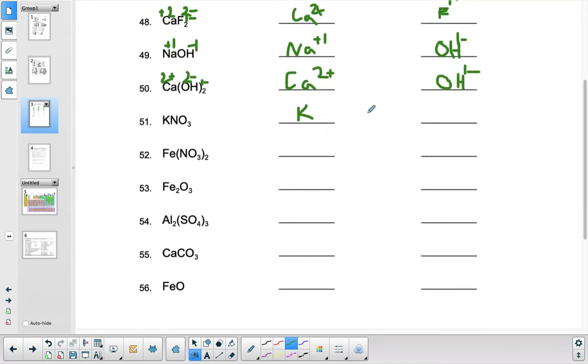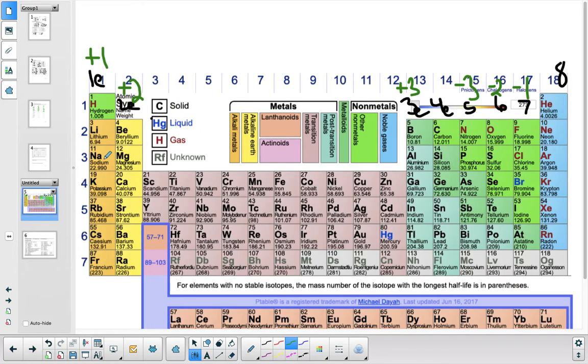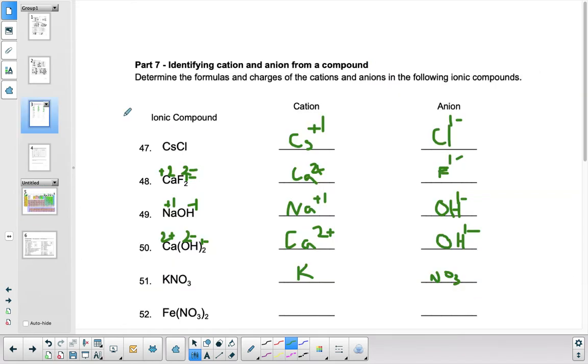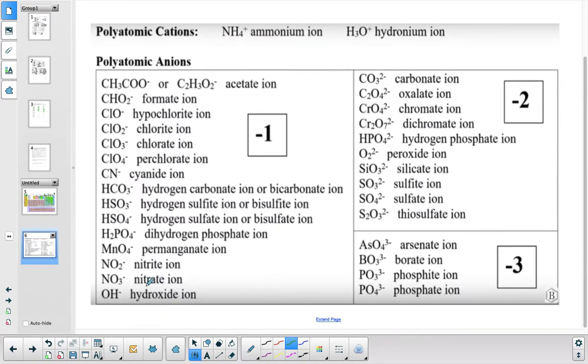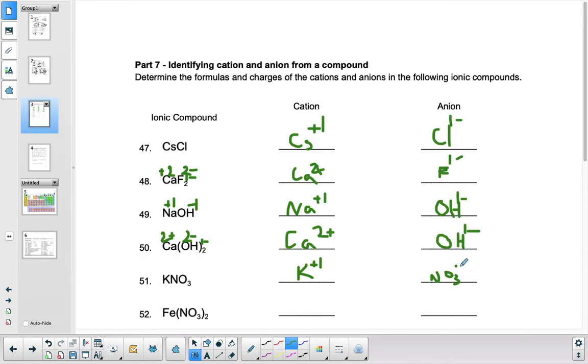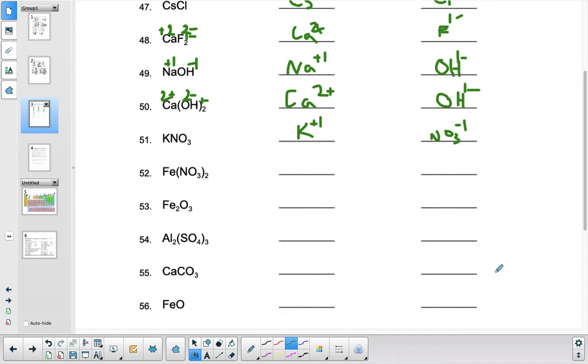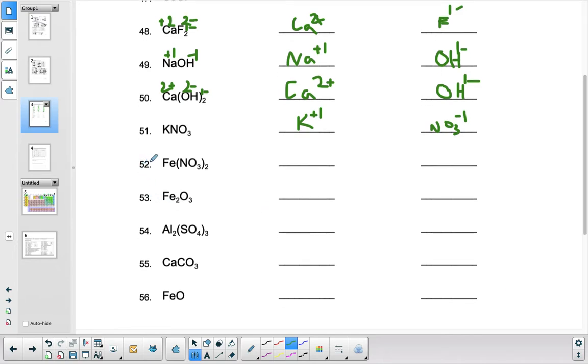Now we have potassium and NO3, so let's double check here. Potassium, +1. And NO3 is right here, -1. +1, -1, checks out.